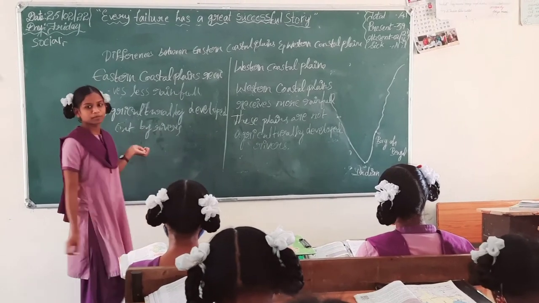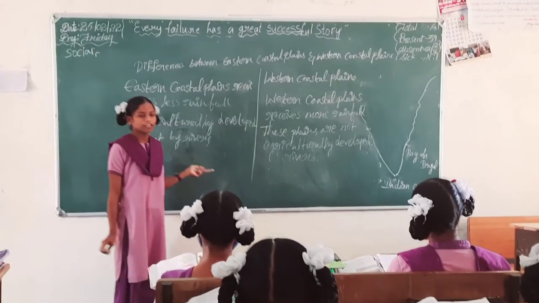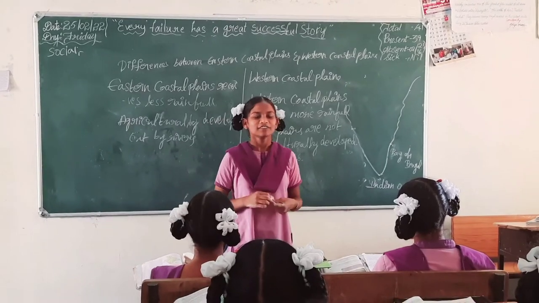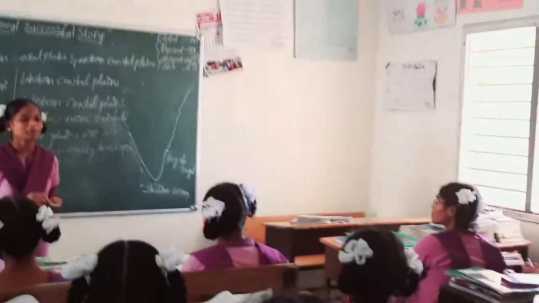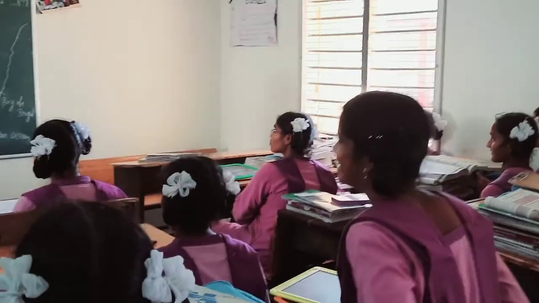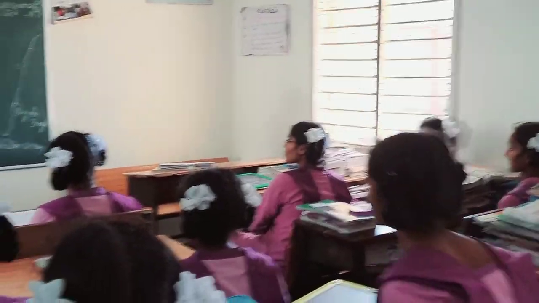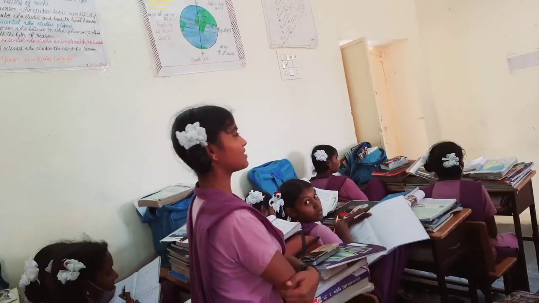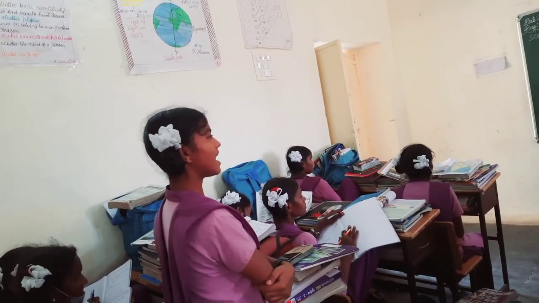All of you clear about this? Yes. Now I will ask some questions. Rajiv, how many relief divisions of India? Six. What are they? The Himalayas, the Indo-Gangetic Plains, the Peninsular Plateaus, the Coastal Plains, the Desert, the Islands.